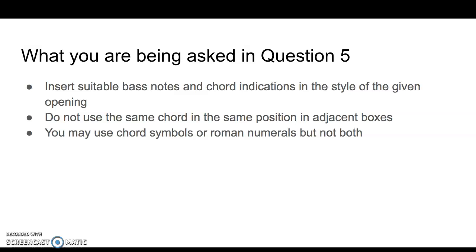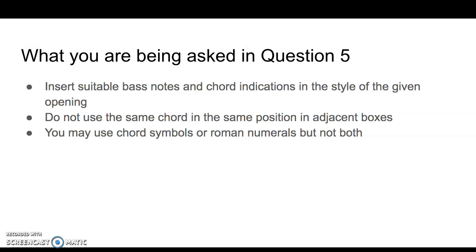What that means, for example, is you could use chord 1 and 1B, the first inversion of chord 1, in an adjacent box, but not 1 and 1 again, or 5 and 5 again. You would have to do a different inversion, or add in the 7th and make it a dominant 7th, and so on if you're using chord 5. So again, that's black and white. There's no opinion there. If you use the same chord twice in a row, you'll be marked wrong. You may use chord symbols or Roman numerals, but not both.